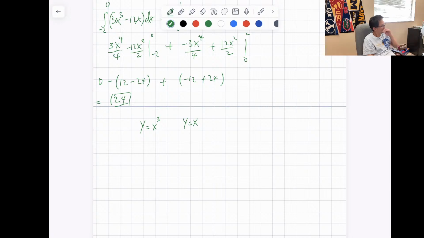X cubed. If you don't know what's on the top, make sure you plug in.